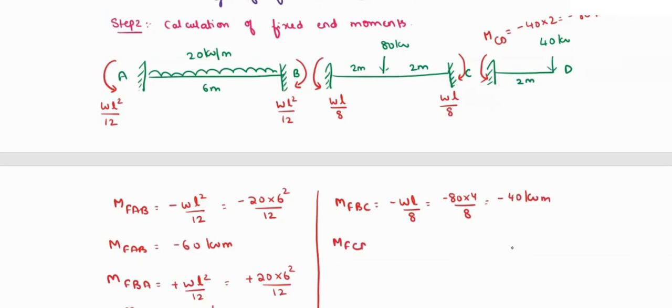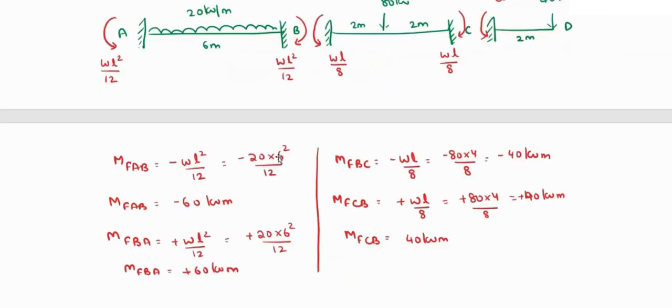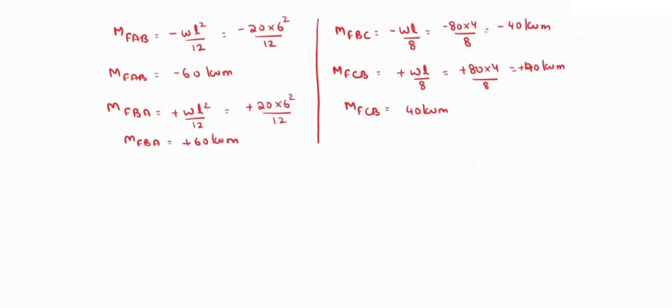Similarly, MFCB will be equal to plus WL by 8. That is plus 80 into 4 by 8. So that will be equal to plus 40 kilonewton meter. So this is positive. So here MFCB will be equal to 40 kilonewton meter. This is step 2, calculating the fixed end moments. Now coming to your step 3.